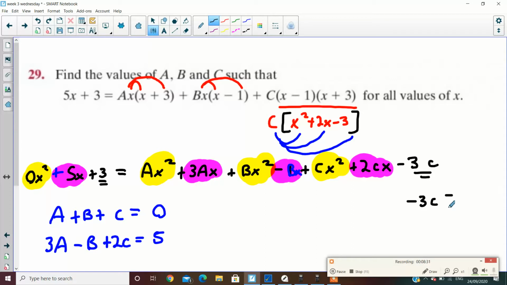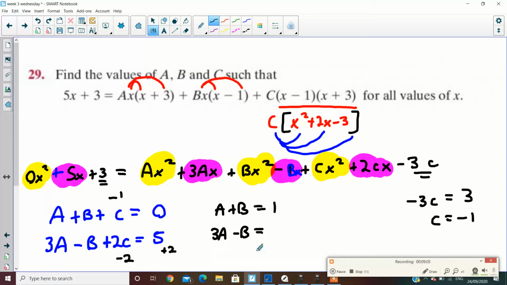Minus 3c equals 3. And what does c equal then? C will equal minus 1. What can I do over here now? That's minus 1 and this one is minus 2. So what do the two equations become? A plus b equals 1, and then underneath that 3a minus b. What happens when you bring minus 2 over the other side? Comes a plus 2, and you get 7. Now we're very much in business.